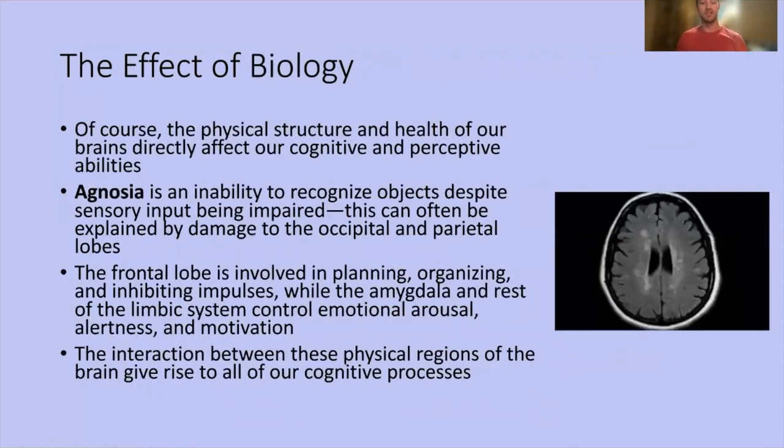We also have biology, of course, that affects cognition. And when we say biology, we're talking specifically about the actual physical structure, the physical anatomy and physiology. So of course, the physical structure and health of our brains directly affect our cognitive and perceptive abilities. There is a condition known as agnosia, which is an inability to recognize objects despite sensory input being intact. And this can often be explained by damage to the occipital and parietal lobe, for example.